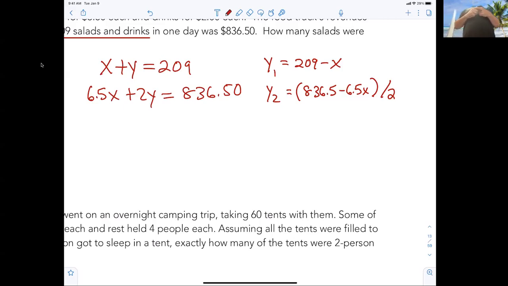So now, everybody go to Y1 on the calculator and type in 209 minus x. It's the top left, Y equals. Does everybody know where the x is? It's not the alpha. It's the X, theta, T, n button right in the middle. If you need me to come show you, I can do that. Then under Y2, type it in just like that, please. Type it in exactly like that.